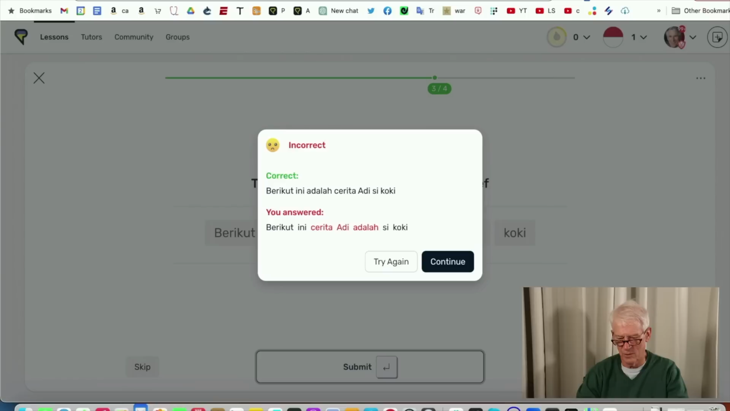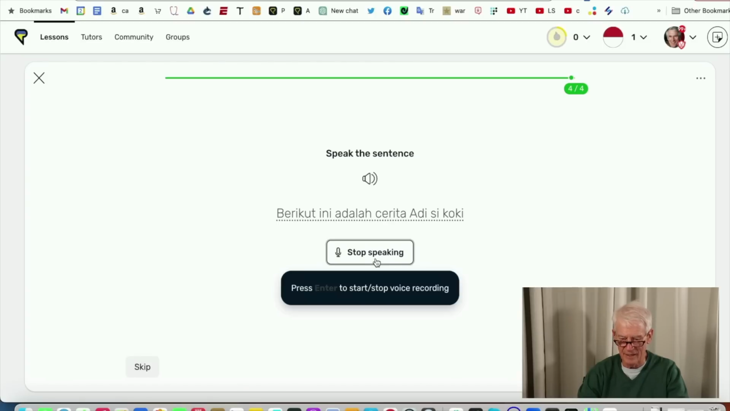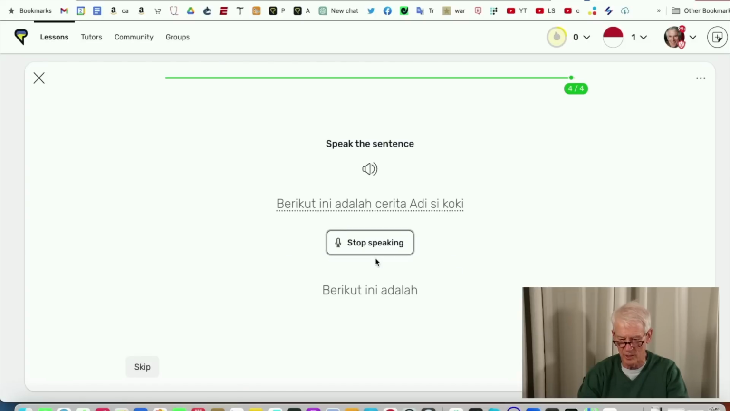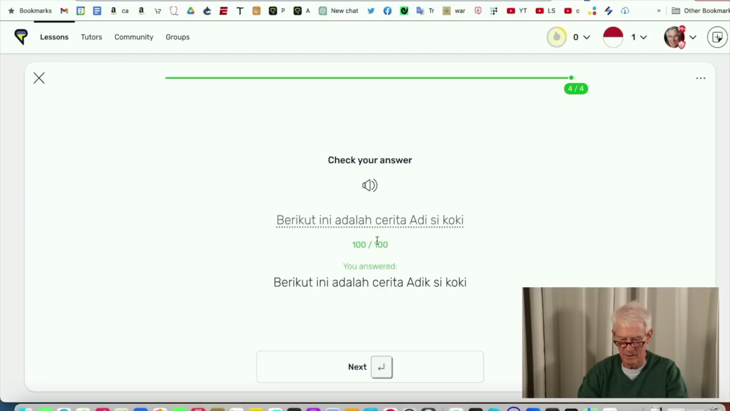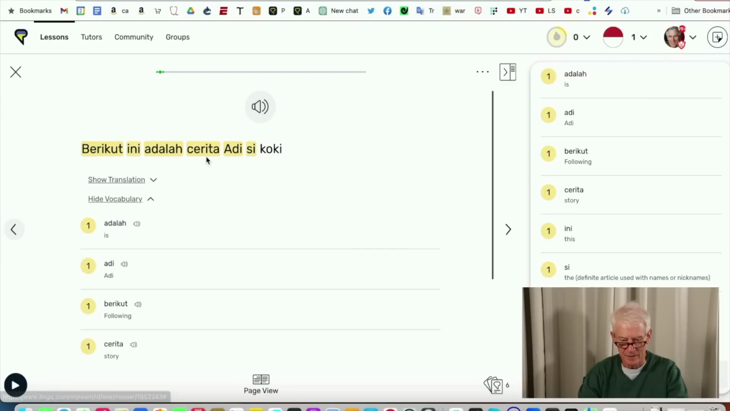Okay. So now I go to continue and see what the sentence was. I can say, start speaking. Berikut ini adalah cerita Adi si cookie. Speaking. I got 100 out of 100. Okay, no big deal. Oops. Now, it used to be that the sentence would show up again. Not the case. Let's go back. I wanted to see that sentence.